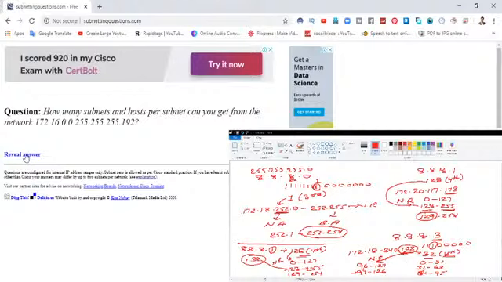The answer would be 1024 networks and 62 hosts. Again, fractions of seconds.